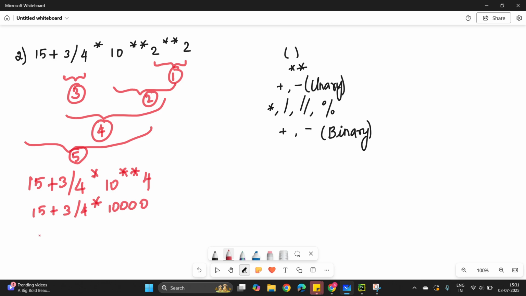And now the next one is 3 by 4, so 15 plus 0.75 into 10,000. So now it will be 15 plus 7,500, and this will give you 7,515. Okay, so this is the answer. And now we'll execute this inside PyCharm.